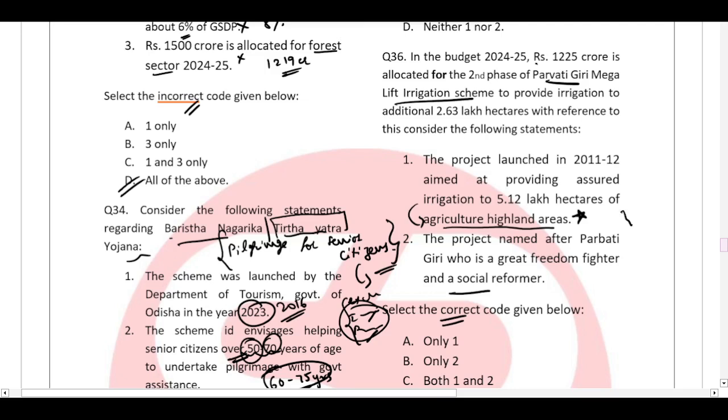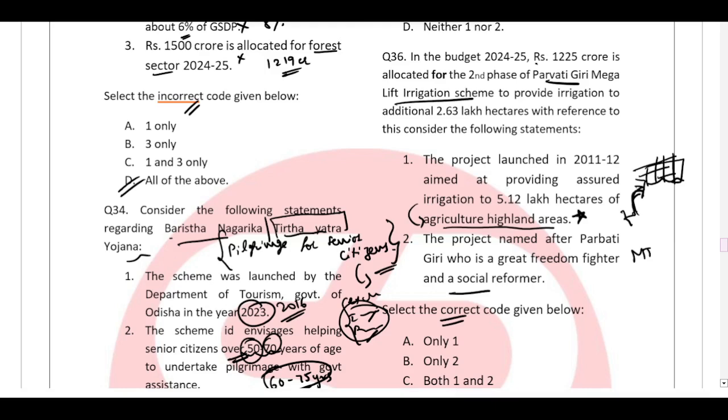So from the lowland area where the water is available, they will put motors and send the water. This is called the lift irrigation, and to the highlands the agricultural water will be provided so that agriculture can take place there. Hence the name lift irrigation project. And this scheme was indeed named after Parvati Giri, who is a great freedom fighter from Odisha. She is also nicknamed as the Mother Teresa of Western Odisha because of her great struggle in the freedom fight.